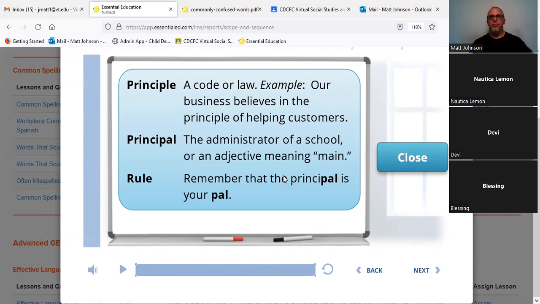Yeah, so if it ends in PLE, it's a code, it's a law. It might be something, the way you live your life. I have a principle of something.